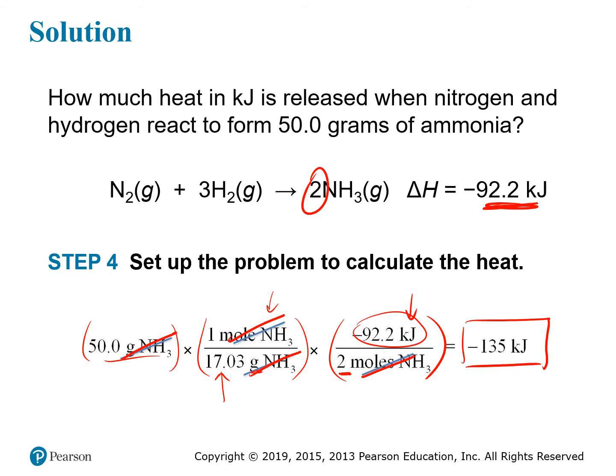Now again, if you gave this answer without the negative sign here, in my opinion, that would be acceptable because of the way the question is phrased. The question is specifically phrased as how much heat is released from this reaction. So if you just said 135 kilojoules is released, that implies the negative sign, and so that would be fine.